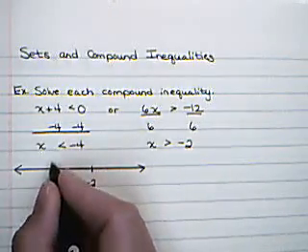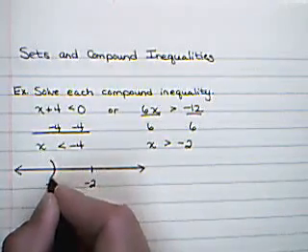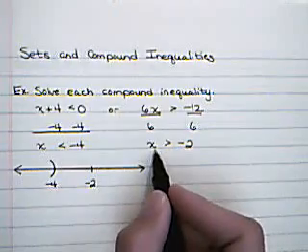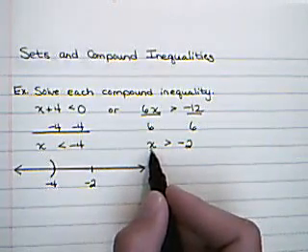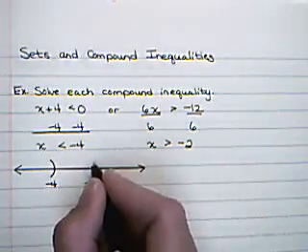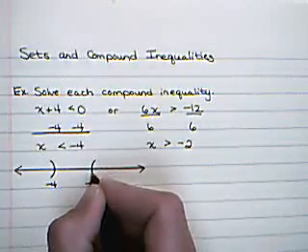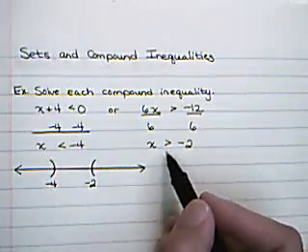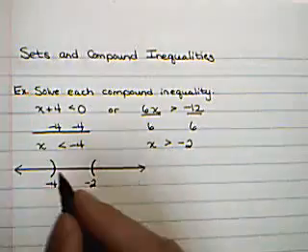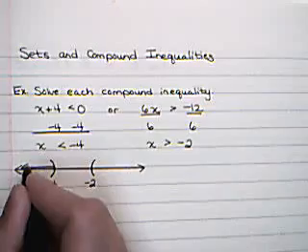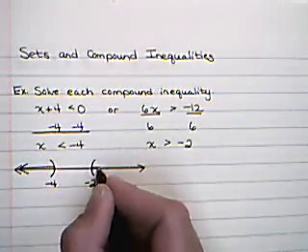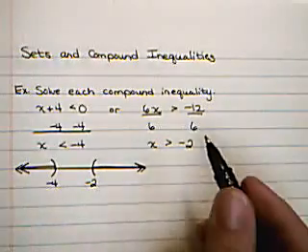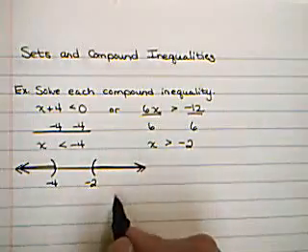Everything to the left of negative 4 is less than, so we would open our parenthesis to the left. For negative 2, because the inequality reads x is greater than negative 2, everything to the right of negative 2 is going to be larger. So in this case we would open our parenthesis to the right, and a parenthesis because we do not have an equal sign. And we shade in the direction that our parentheses or our brackets, whichever may be the case, is open. So this would be our solution graphically.